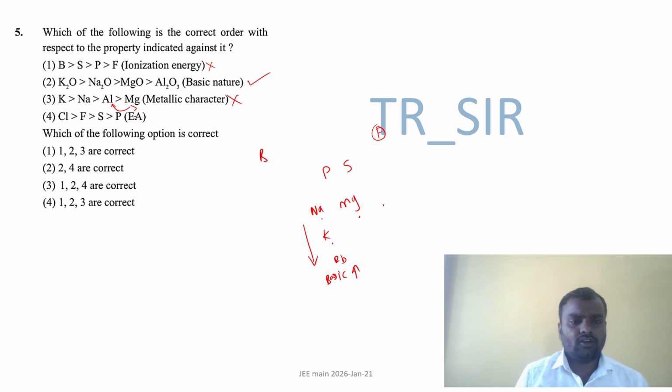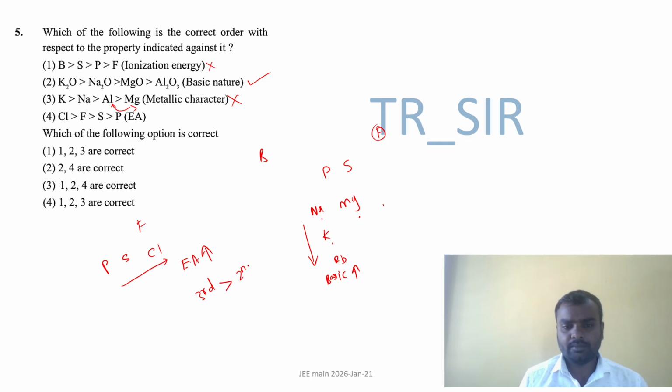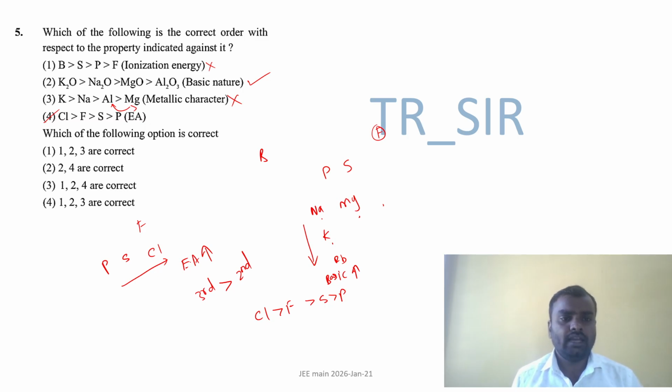Now electron affinity for these. Let us see electron affinity for chlorine, fluorine, sulfur and phosphorus. Left to right, electron affinity increases. But the third period has more electron affinity than the second period. That means chlorine is more than fluorine, then sulfur, then phosphorus. So the fourth statement is right. That means only 2 and 4 is the correct answer for this question.